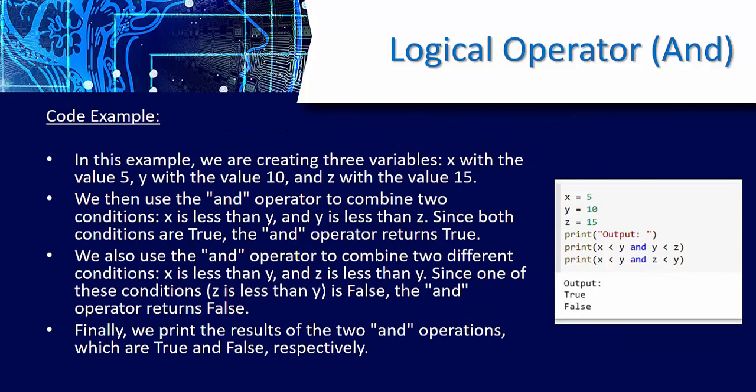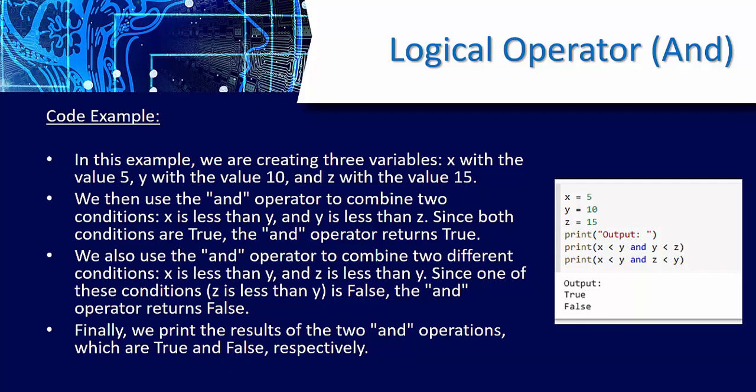In this example, we are creating three variables, x with the value 5, y with the value 10, and z with the value 15. We then use the AND operator to combine two conditions, x is less than y and y is less than z. Since both conditions are true, the AND operator returns true.